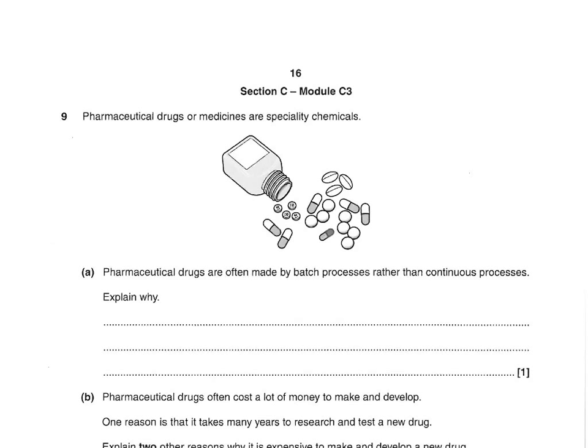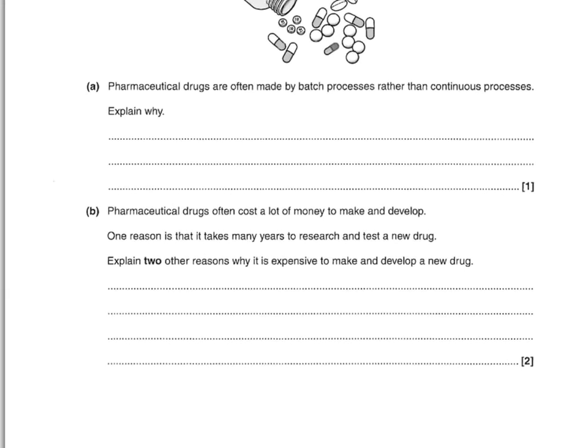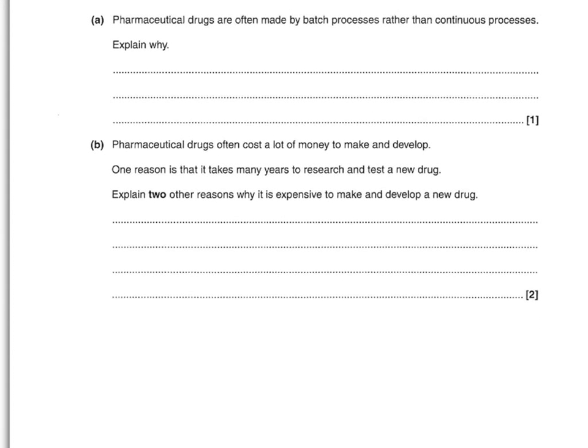Or you could say only small amounts of pharmaceutical drugs are needed. Or you could say you can make a range of drugs and not just one drug. So any one of those 4 points would be fine. Then it says, pharmaceutical drugs often cost a lot of money to make and develop. One reason is that it takes many years to research and test a new drug. Explain 2 other reasons why it's expensive to make and develop a new drug.